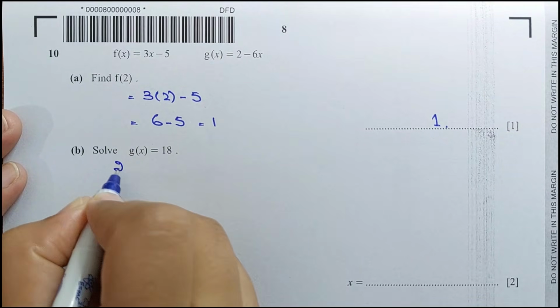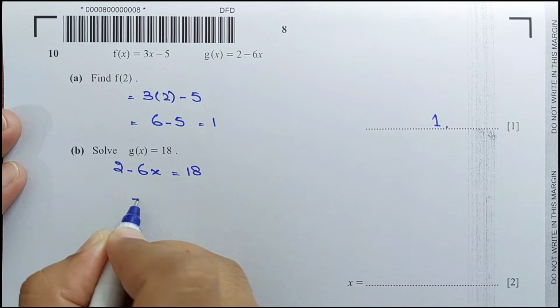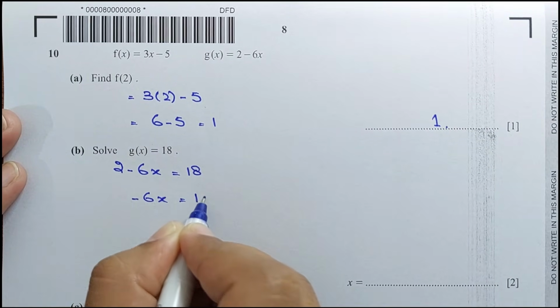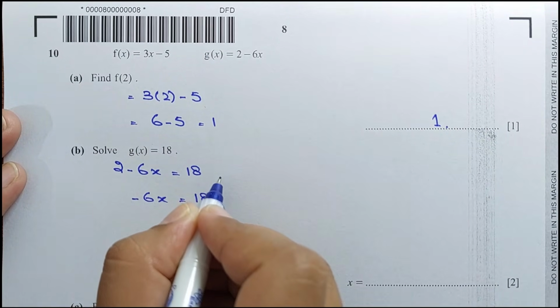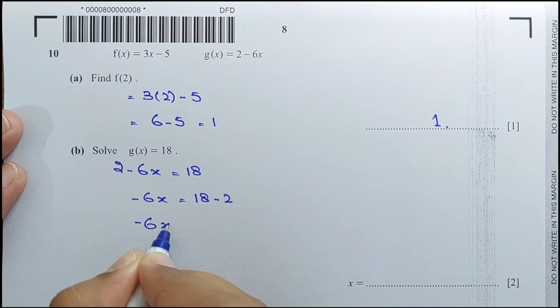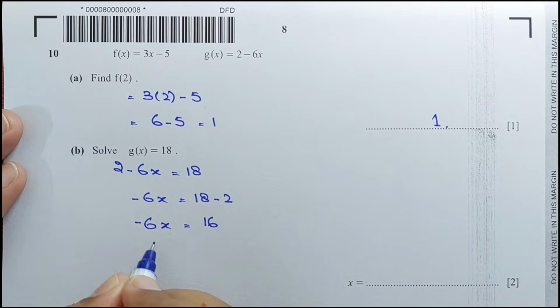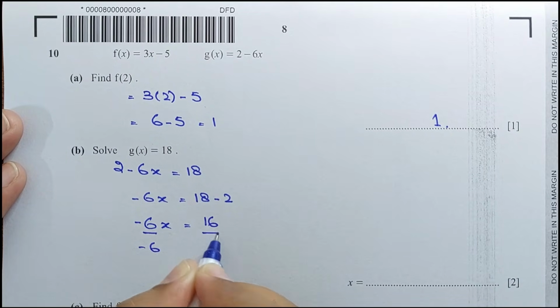Now for part B, write g of x equals 18. So g of x is 2 minus 6x equals 18. We have to solve this. Minus 6x equals, from 18, shift the 2 to the other side of the equality. This becomes negative 2. So minus 6x equals, from 18 take away 2, we are left with 16. Dividing by negative 6, dividing by negative 6, so this just cancels out.